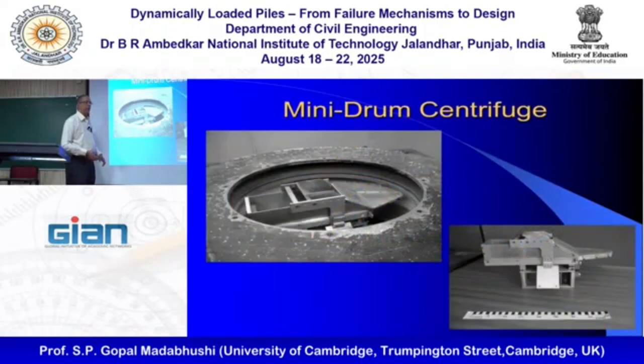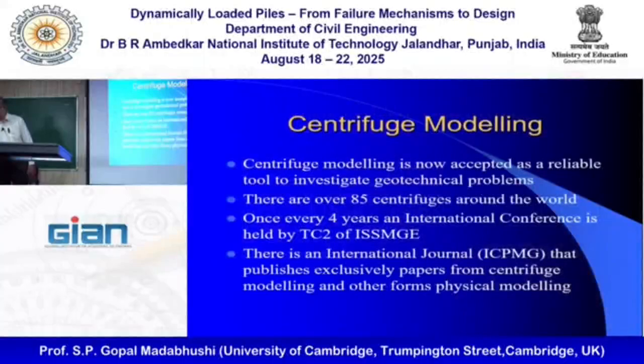There are other types of centrifuges as well. Like we have a mini drum centrifuge where, instead of having just one model, you can make the model all the way around, just like your washing machine. You put clothes everywhere, not just at one end, right? It actually balances it better. And for some problems, this is quite a good way of doing this. And that's the sand pourer we designed in Cambridge.